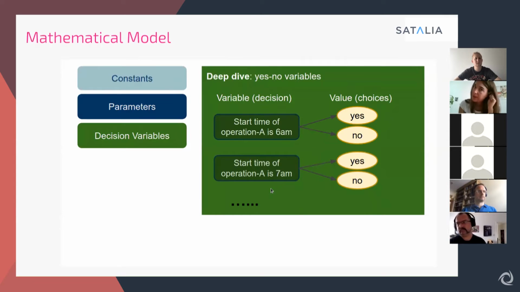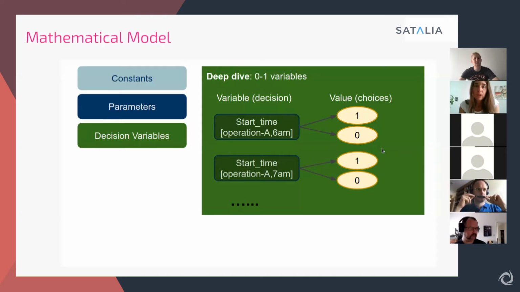Another example of how to formulate the decision is as a yes-no variable. So we say we have a decision: the start time of operation A is going to be at 6 a.m., and we have 2 options, yes or no. Or the start time of operation A is going to be 7 a.m. We again have those 2 different options. This is basically encoding the same decisions as we had with the other variable. It's just that the values are different. And in practice, we call them 0-1 variables because we assign them either the value 0 or the value 1.